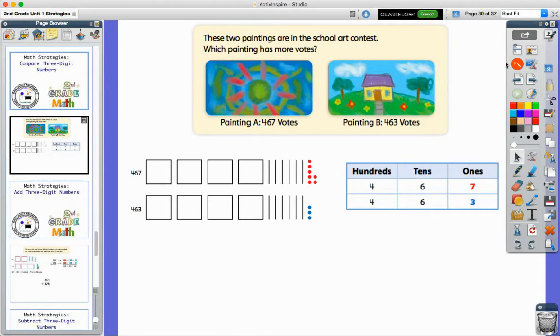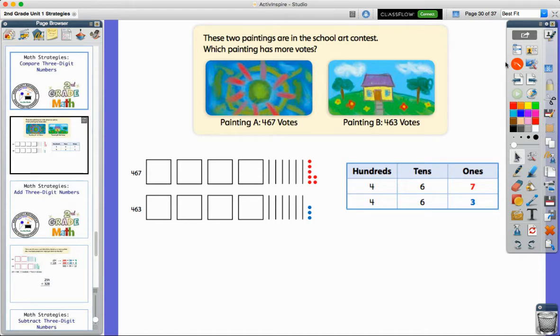So again, just like everything else we've done with three-digit numbers, we want to look at it in place value understanding. So we're going to look at it as the hundreds, the tens, and the ones. So we're going to continue to use our place value chart. We can also use those models to help us see these three-digit numbers. So let's look at this example from our Ready Math book.